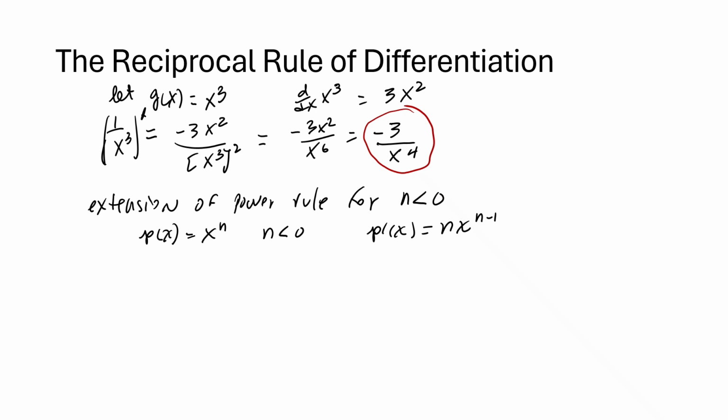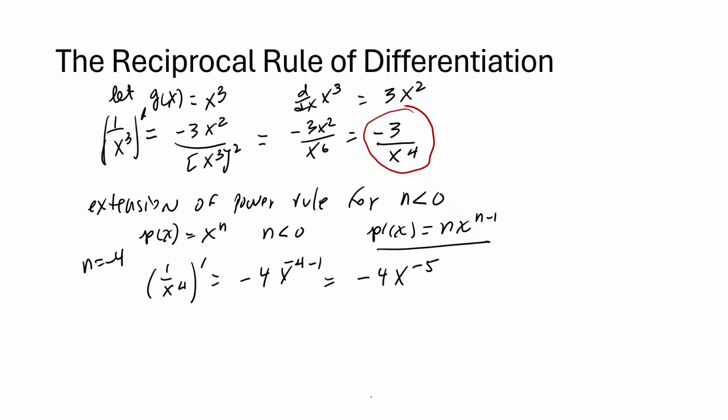So let's do another example just to verify this. 1 over x to the fourth. Now take the derivative of that per this rule right here, or the reciprocal rule. So it's just going to be n, and n is minus 4 here. So that's going to be minus 4 x to the minus 4 minus 1, which is minus 4 x to the minus fifth. So you can see there is the extension of the power rule.